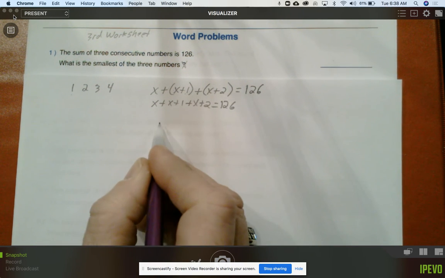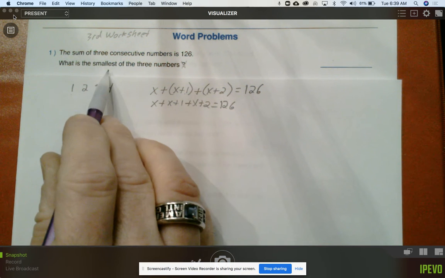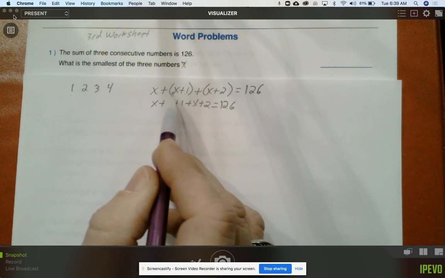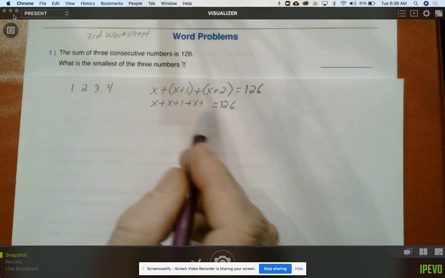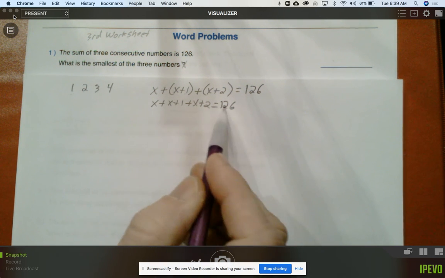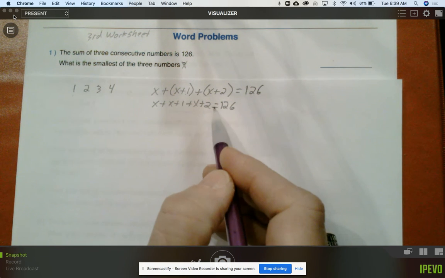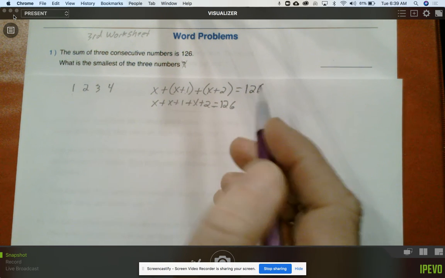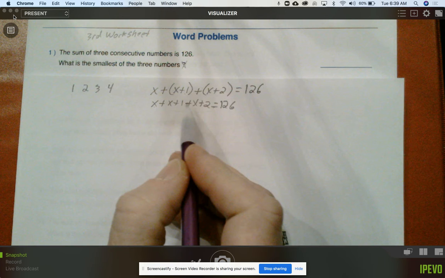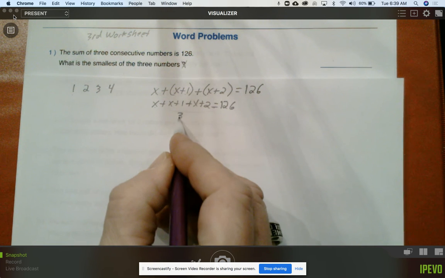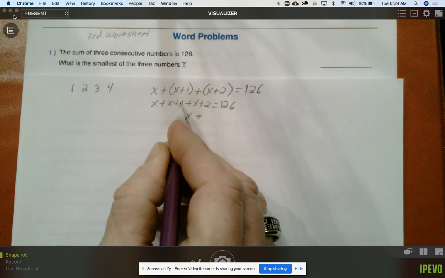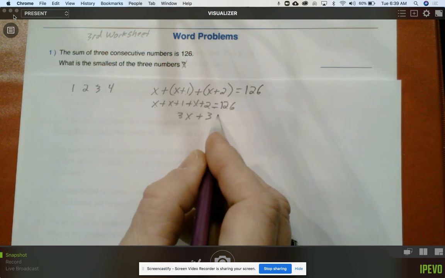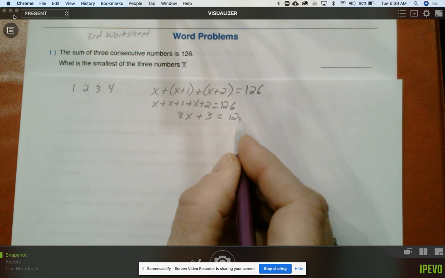And then what do I do with that? Again, if there were a box over here for the equation, this equation would go there. And again, an equation has the equal sign. That's where that comes from. All right, so now if we combine like terms, x plus x plus x, that's 3x, plus 1 plus 2 is 3. 3x plus 3 equals 126.